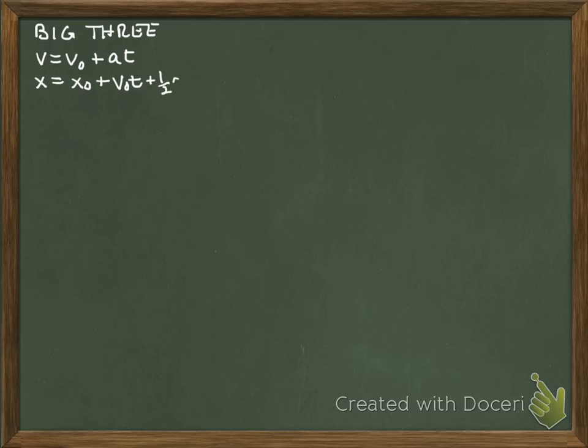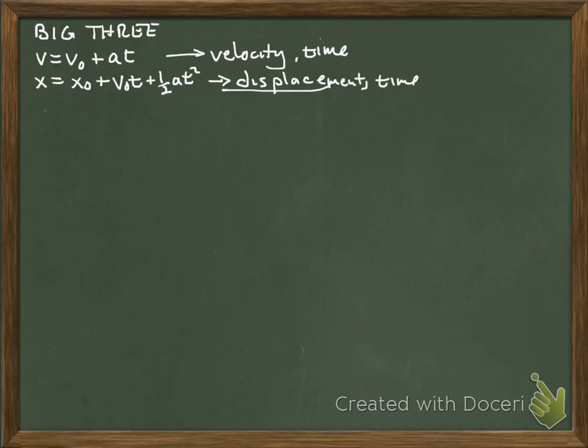The first one comes from the definition of acceleration. Our final velocity is v equals vo plus at. Our second equation is our equation for displacement, how far something will go in a certain amount of time. And that's x equals xo plus vot plus 1/2 at squared.